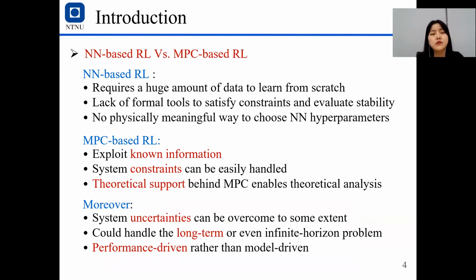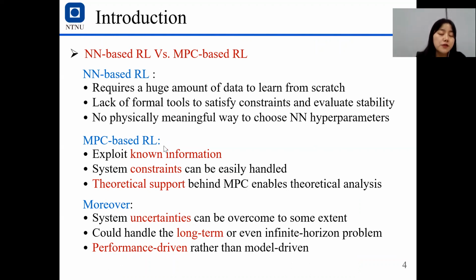Traditional RL uses an NN as a function approximator. In our work, we use an MPC-based RL approach. The reason is that NN-based RL requires a huge amount of data to learn from scratch. It also lacks tools to satisfy constraints and to evaluate stability. And last, there's no physically meaningful way to choose the NN hyperparameters.